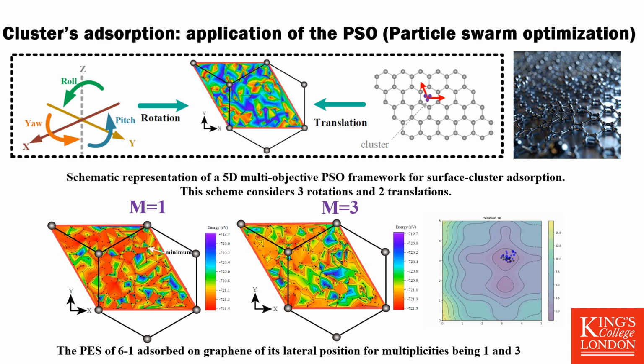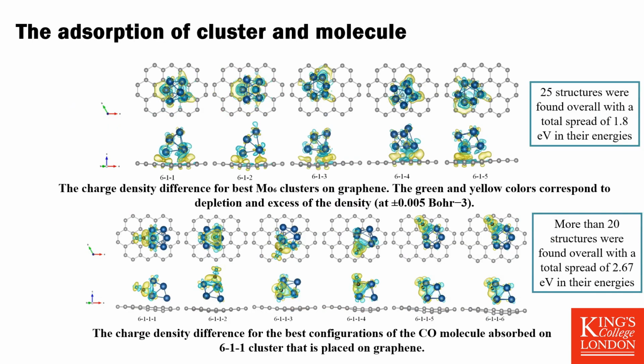Okay, so by this method, I found that 611 is the best place for the cluster to absorb on the surface, and I want to show you that there are so many structures we found. There are just like 25 structures we found, all within 1.8 electronvolts. So if we don't do it like this, it is very easy to get a wrong result.